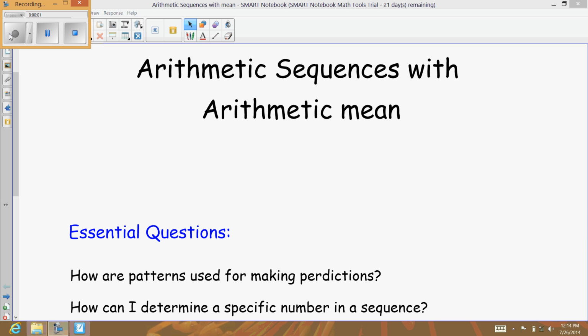We're talking about arithmetic sequences with arithmetic mean, and I want you to be thinking about how a pattern is used for making predictions, and how can I determine a specific number in a sequence, especially since we're talking about arithmetic sequences today.